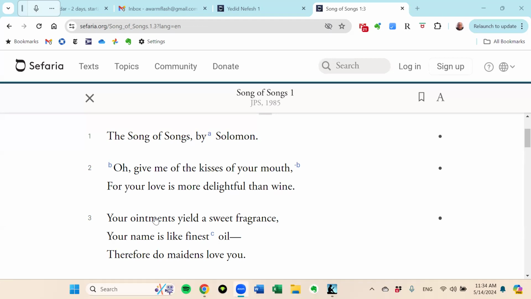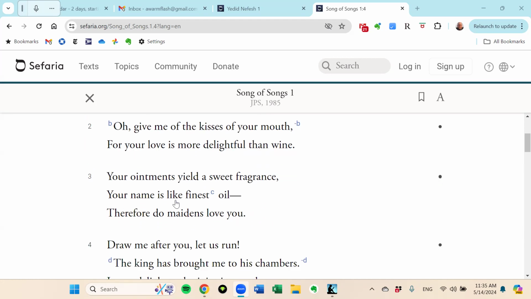Okay. And it opens, look at the way it opens. Kiss me, right? This does not sound like the Bible, right? Kiss me, for your love is more delightful than wine. Your ornaments yield a sweet fragrance. Your name is like the finest oil. Here, your name is probably your reputation, right? And it's precious. It's like fine oil which flows, right?